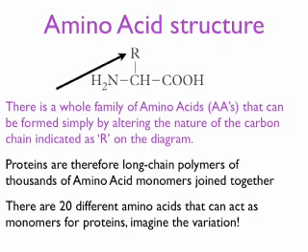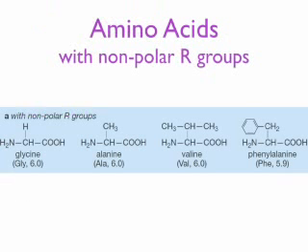Now there are 20 different amino acids that can act as monomers for proteins, so you can imagine the variation. As you start to add different amino acids together, you're drawing from a pool of 20 and you can line them up in all manner of ways. Therefore we have many, many different variants and therefore many, many different proteins.